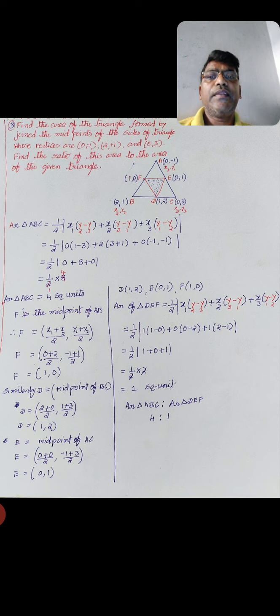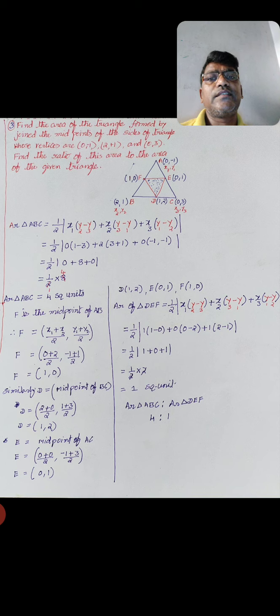Similarly for point D, the midpoint of BC, again substituting in the midpoint formula. E is the midpoint of AC, that is E equals 0 comma 1. So F is the midpoint of AB, which is 1 comma 0, D is 1 comma 2, and E is 0 comma 1. I mean E, F, D are the midpoints of the respective sides. We are using only the midpoint formula, x1 plus x2 by 2 comma y1 plus y2 by 2.